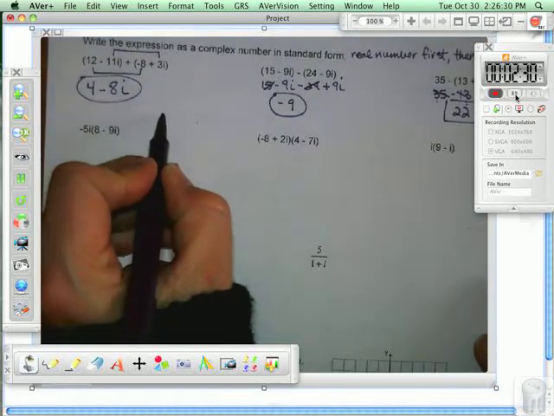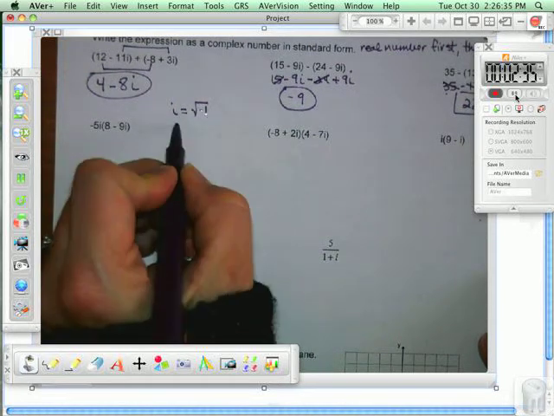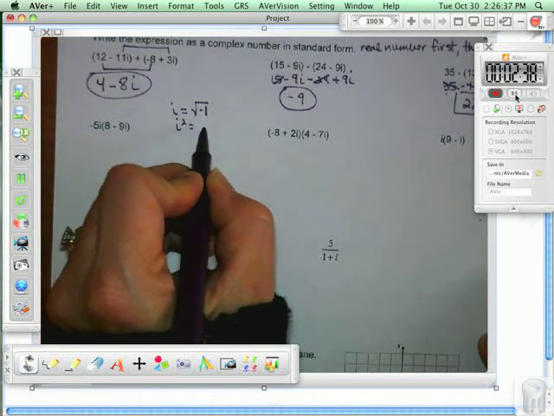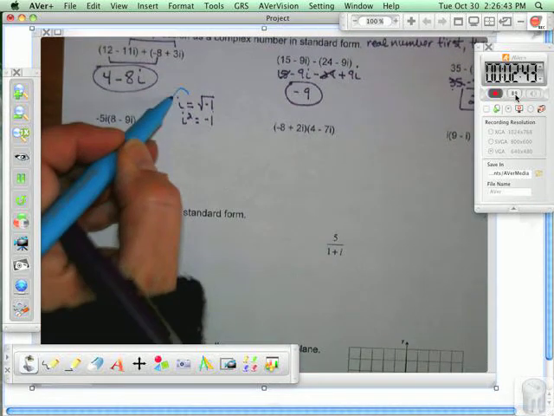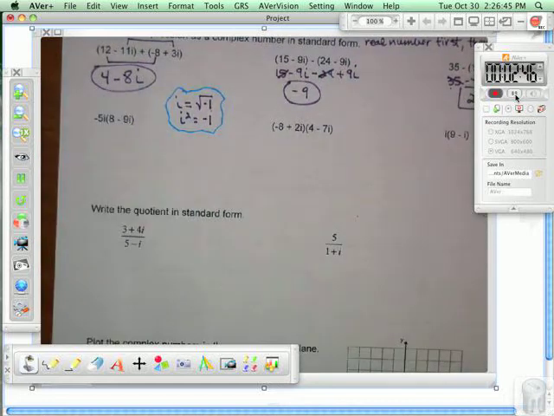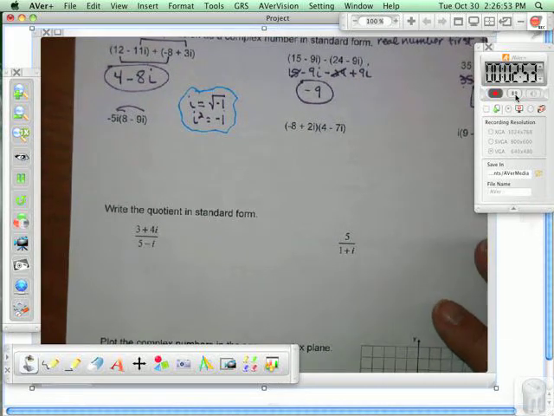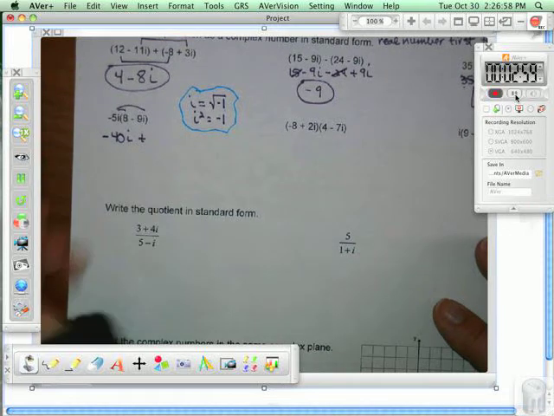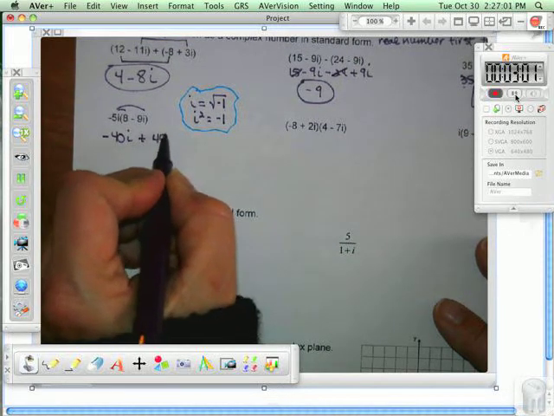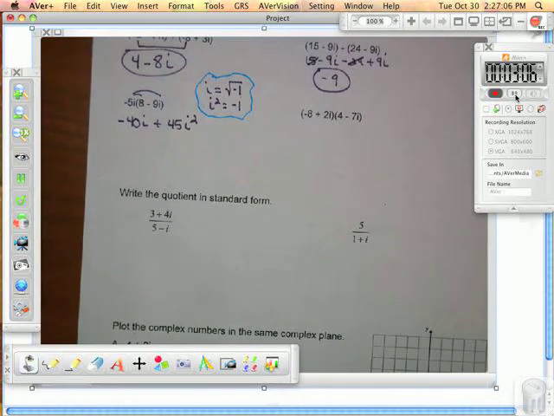As a little side note, I'm going to make a note to myself here. I is equal to the square root of negative 1, and I squared is equal to what? Negative 1. I probably will need that coming up here. Now we're going to distribute. Negative 40i plus 45i squared. Now the fun stuff happens.